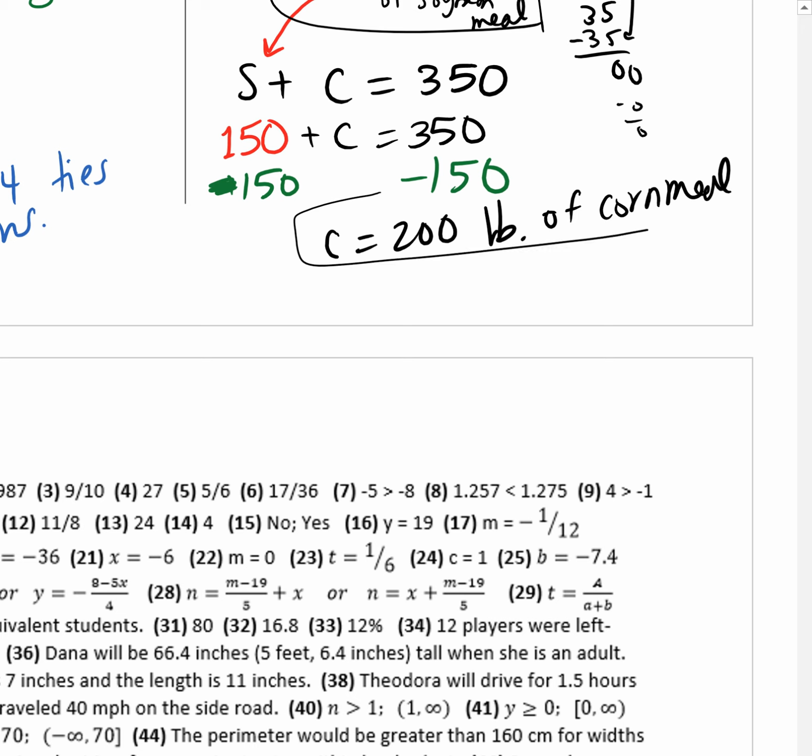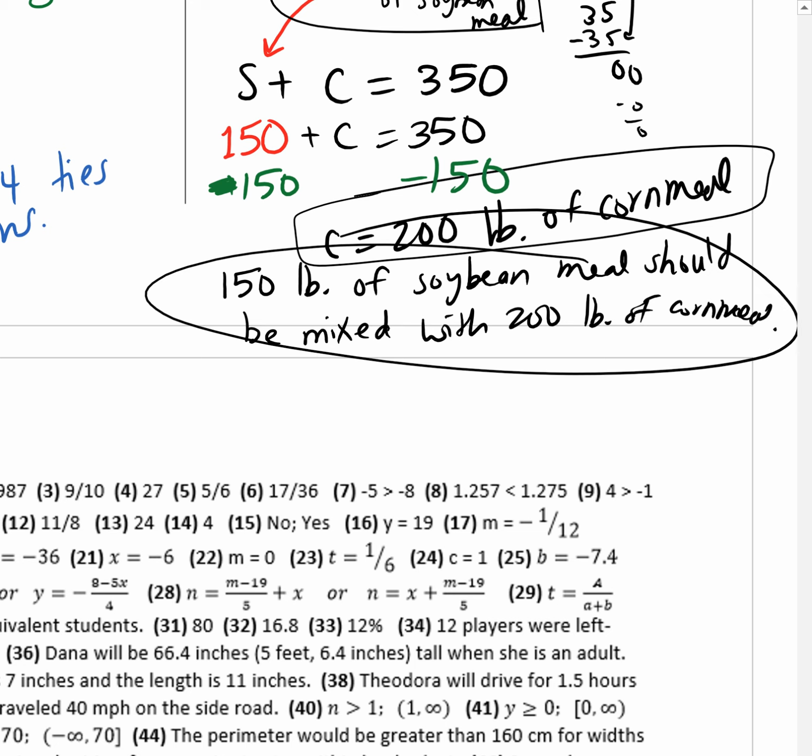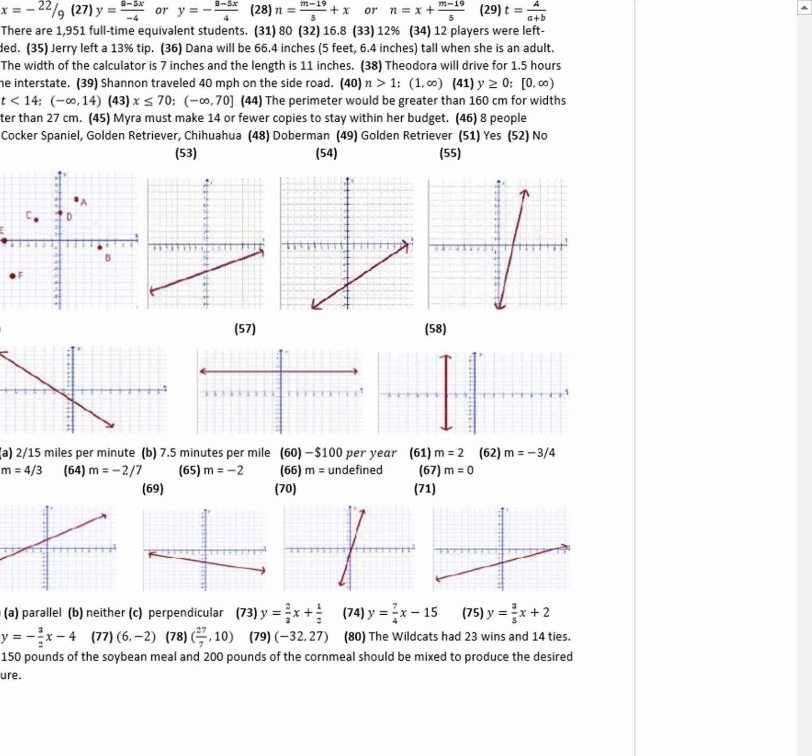Alright, so we can say something like in a sentence, what did we say, 150 pounds of soybean meal should be mixed with 200 pounds of cornmeal. That's good.